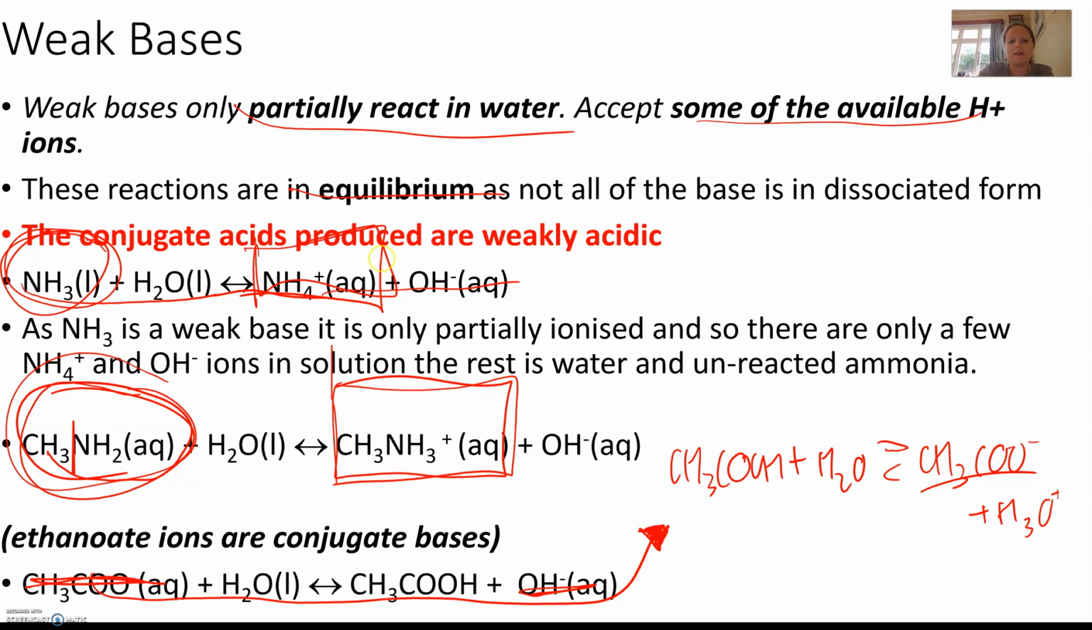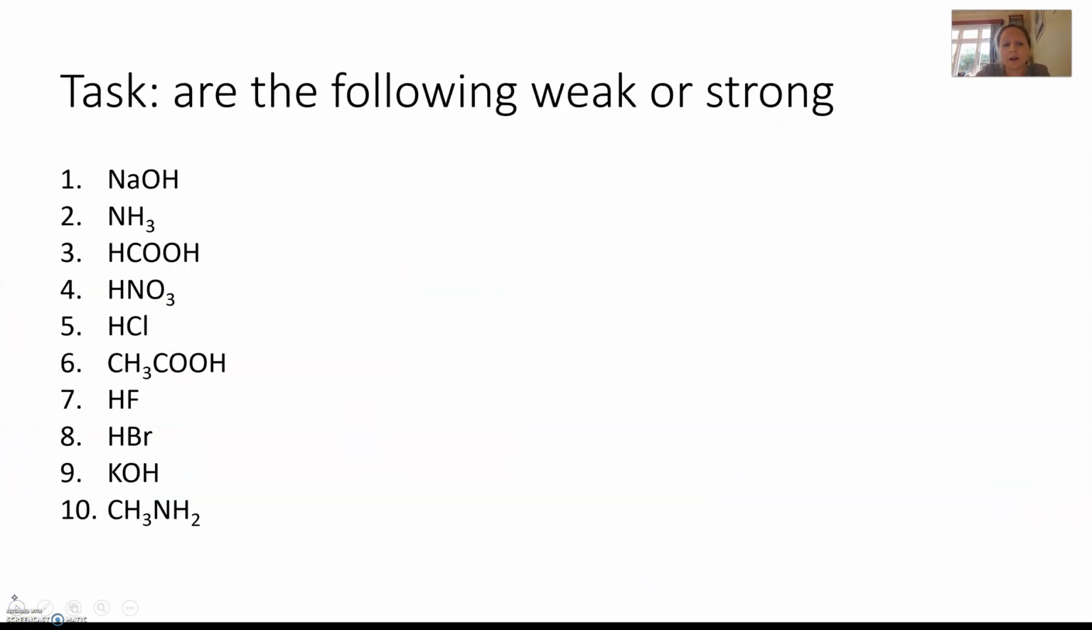And so what that means is that this NH4 plus is a weak acid, so it will react with water to actually produce hydronium ions, and that's really significant. I hope that makes sense. So I'd like you to pause this and answer these questions. Are the following strong or weak acids or bases? So please pause and I'll go through the answers now.